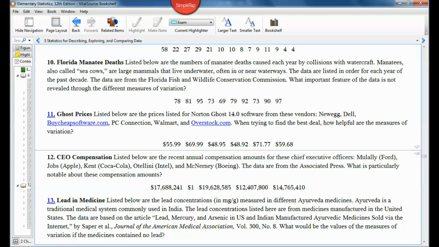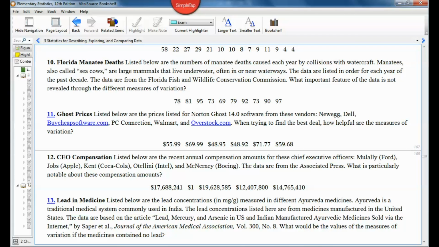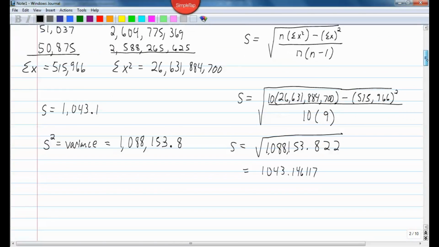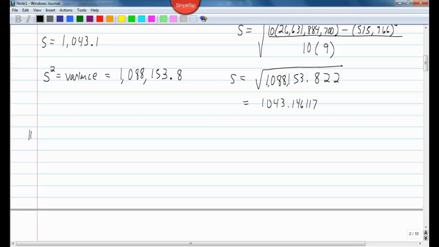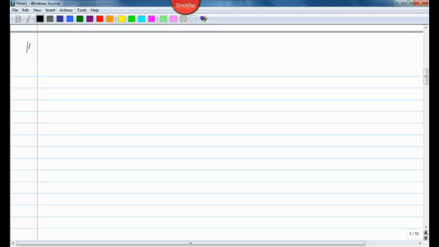All right, so let's work on this standard deviation. Again, this is problem number 10. So I'm going to do just like last time, and I'll go ahead and start on the new page here. I'm going to make one column of x values, and then right beside it I'll make a column of x squared values.